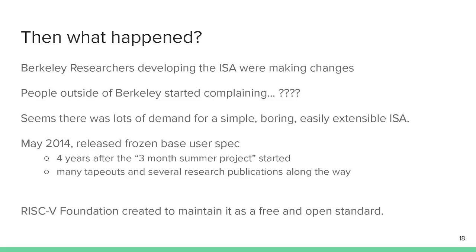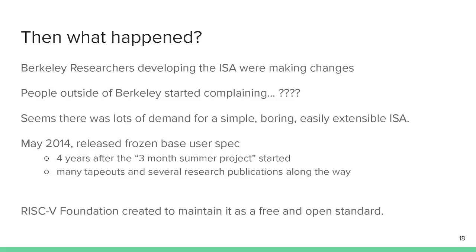So, they did this just for their own usage over the summer. They had their internal website and some papers that were being published. And as they were doing it, they were making changes. And then people outside of Berkeley started complaining, which is kind of weird because this is just supposed to be for them. So it turned out that other people were finding it really useful to have this simple, boring, easily extensible ISA published, because as the Berkeley people were doing work and working on the tool chains and everything, other people could use it.